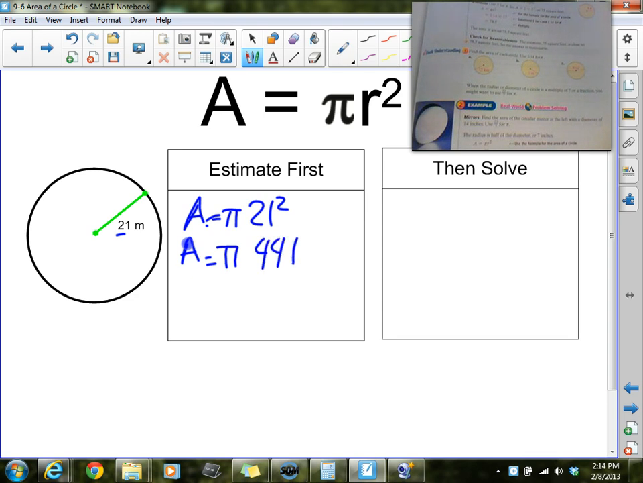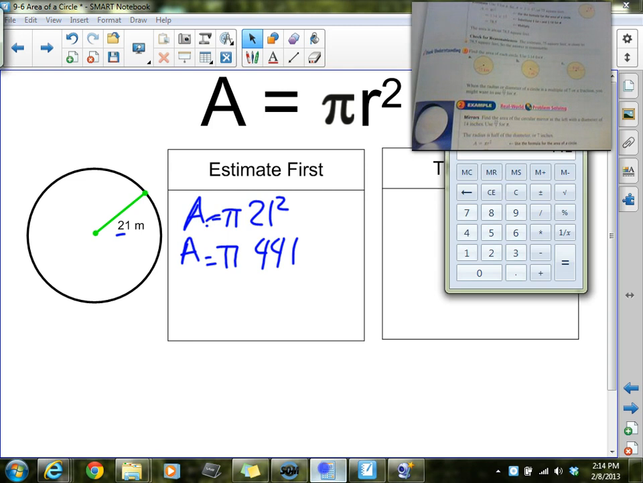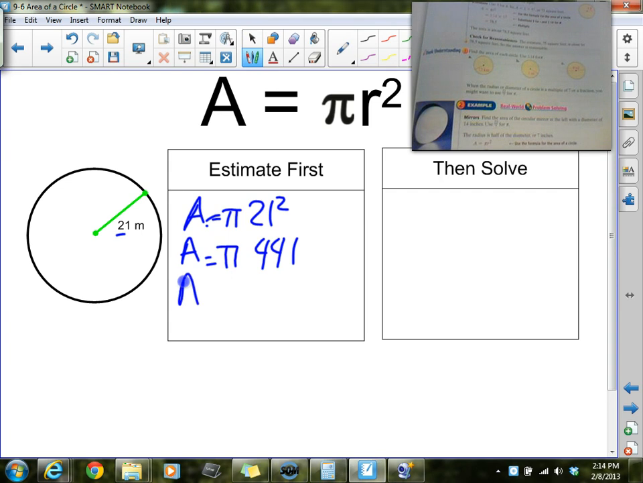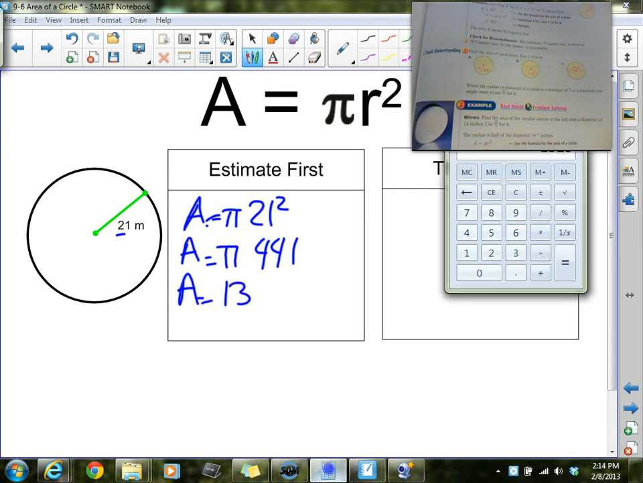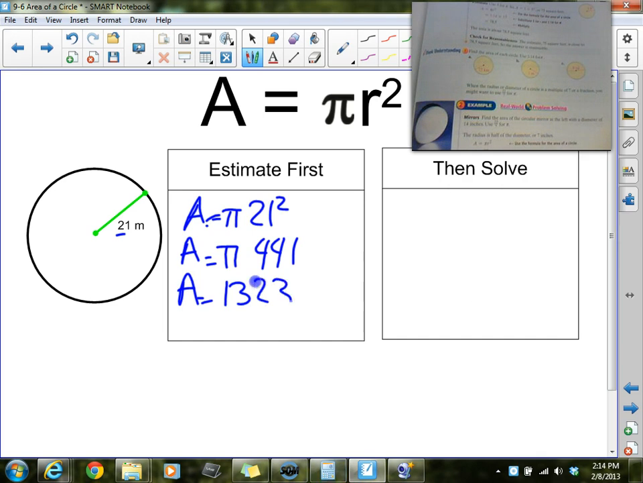And once again, we use 3. So I'm going to pull my calculator back up here, multiply that times 3. And so my estimate is going to be 1,323. That's my estimate. And now I'm going to go ahead and solve. So I'm going to use a lot of that actually. So area equals pi 21 squared. Area equals pi times 441.